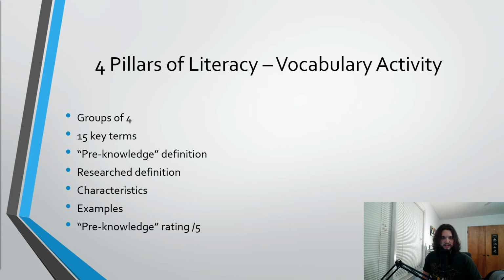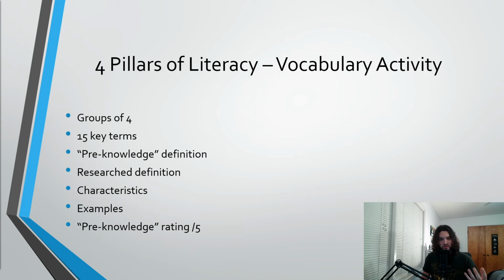They're the discussion definition or the pre-knowledge definition, the research definition or the dictionary definition, characteristics of that word, so what you need to make that word possible, what you need to make that definition happen, and examples of that definition. And then the last column is what I'm going to call your pre-knowledge rating out of 5.